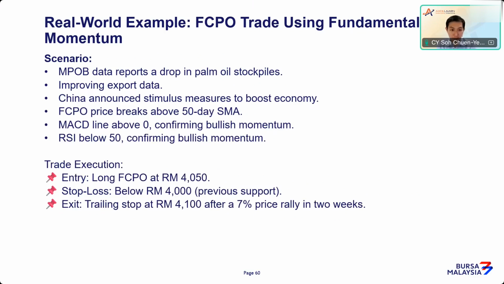The FCPO price also breaks above the 50 days simple moving average. The MACD line is above 0, so this confirms bullish momentum. RSI is also above 50, not below. Above 50, this also confirms bullish momentum. So when there is a lot of bullish confirmation, you can take a long position. And of course, you need to take precautions in terms of managing your risk.